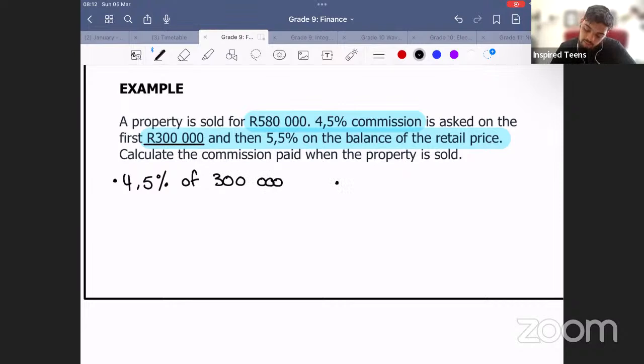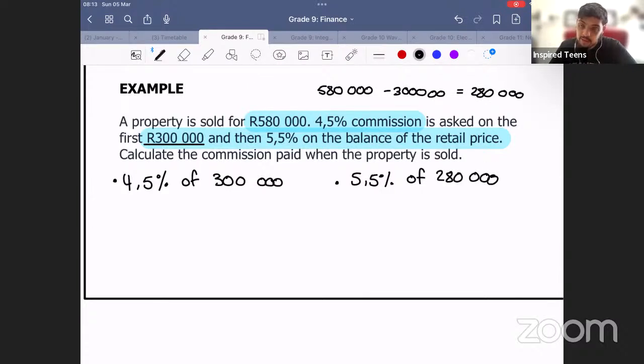Now, secondly, 5.5% is earned on the balance. So 580,000 minus 300,000 would be the balance, going to give us 280,000.